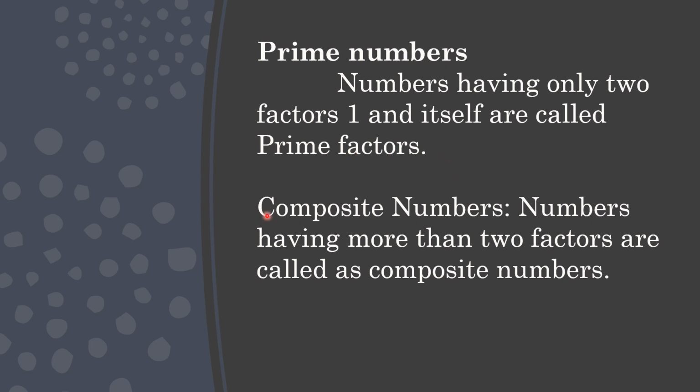What do you mean by composite number? Numbers which are not prime are called composite numbers. That is, numbers having more than two factors are called composite numbers. If you are given a number, first you have to find the factors of that number. If it has only two factors, 1 and the number itself, then the number comes under prime numbers. If not, then it comes under composite numbers. I hope you are clear.